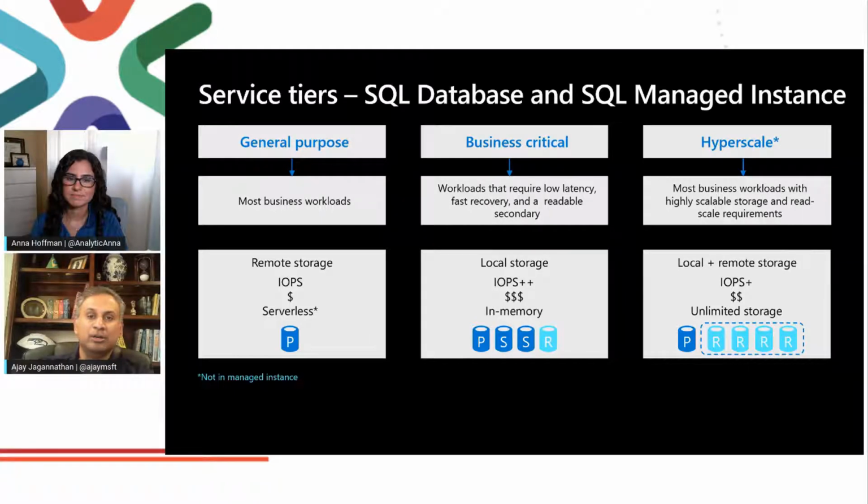Plus, it gives you the cost savings with all the benefits we discussed. So hyperscale is a deployment choice if you're really looking for that kind of scenario. Thanks, Ajay. Now, we wanted to take some time to dive into two of our newer scenarios, which we're seeing a lot of growth and adoption from our customers. And the first is serverless.